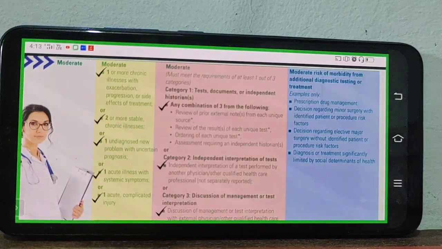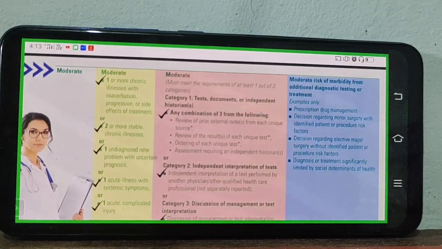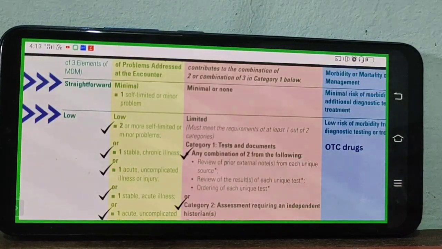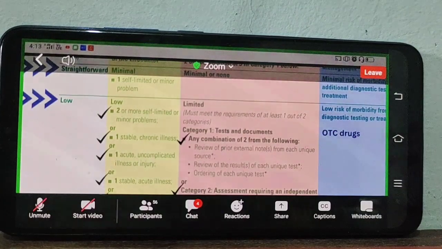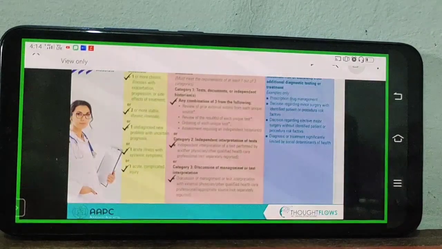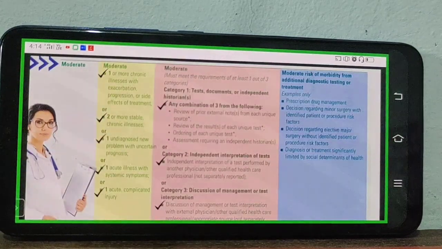Or 2 or more stable chronic illnesses. If 1 stable chronic illness, that will lead us to the low MDM. Check the second point of low MDM in table E: 1 stable chronic illness. If a patient has 1 in control, that will lead us to low MDM. For 2 stable chronic illnesses, that is moderate MDM. But the condition must be controlled, like controlled diabetes mellitus, controlled hypertension.